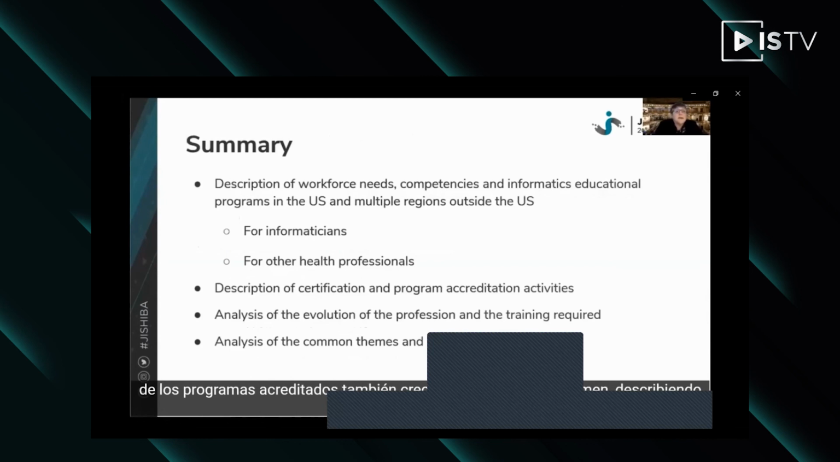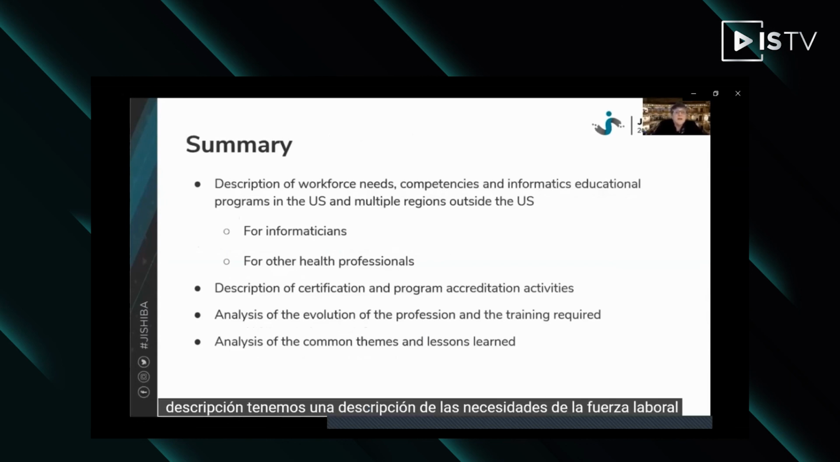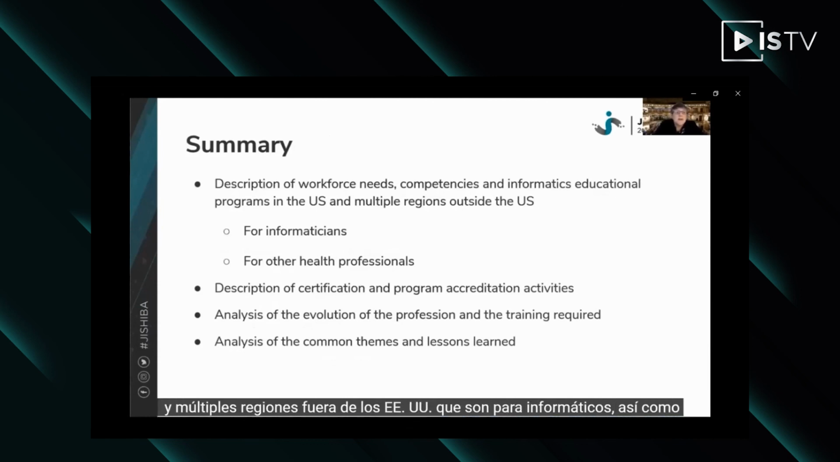So in summary, describing the book: we've got a description of workforce needs, competencies, and informatics educational programs in the US and multiple regions outside the US, for informaticians as well as for other health professionals. We've got a description of the certification and program accreditation activities, an analysis of the evolution of the profession and the training required, as well as an analysis of common themes and lessons learned.